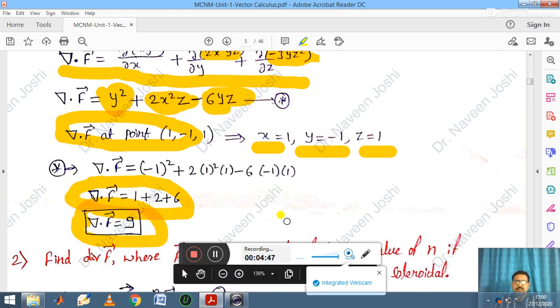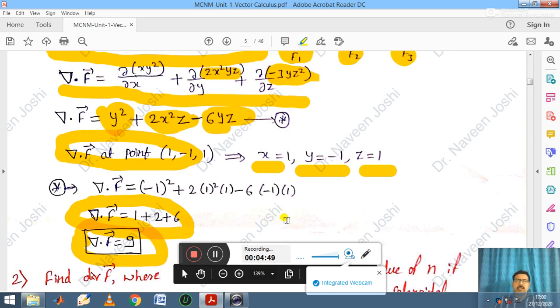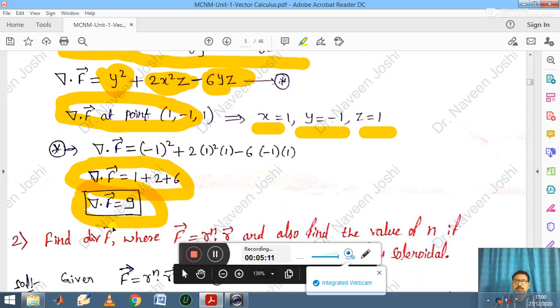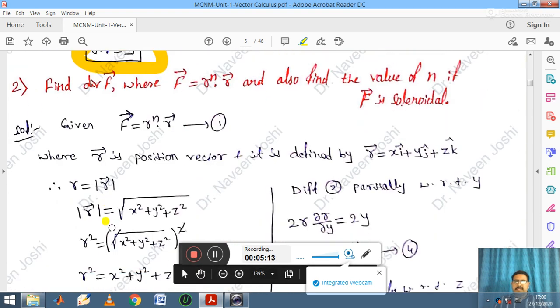Okay. So from this example we can understand that divergence of a vector point function always gives a scalar point function. Here we got the answer 9, which is a scalar. Okay. So divergence of a vector point function always gives a scalar, and curl of a vector point function always gives a vector. Okay, let us go with the second example.